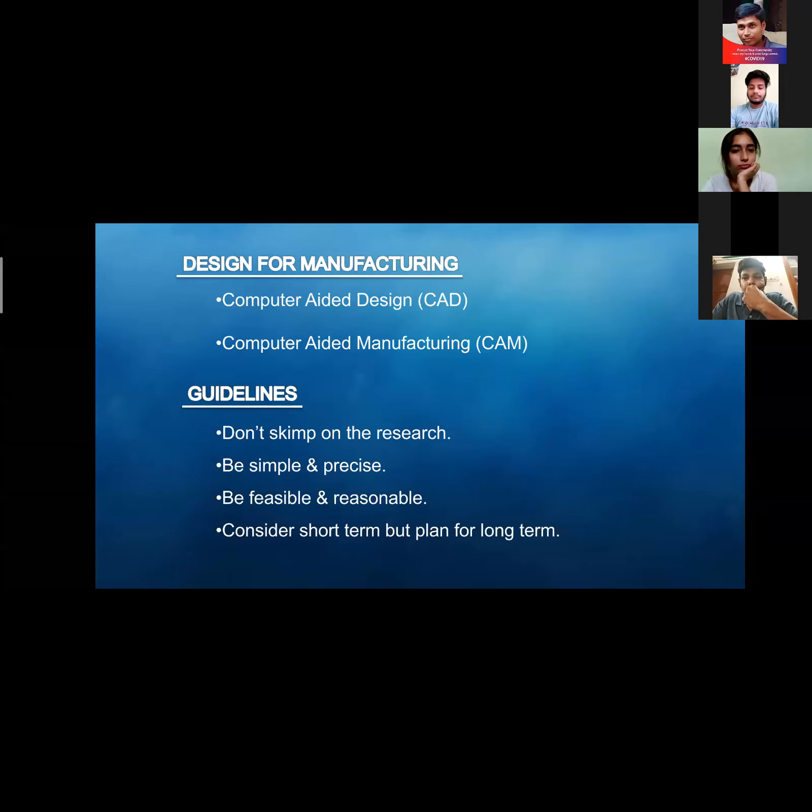The next is be feasible and reasonable. It is very important as being practicable and logical helps in building customer consistency and satisfaction. And the last is consider short term but plan for long term.